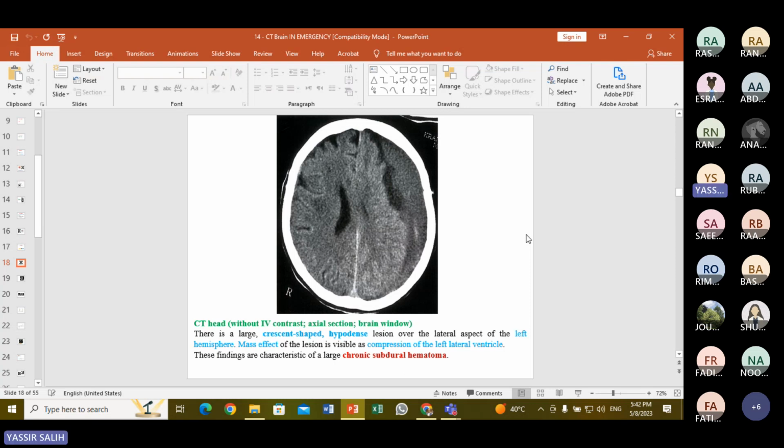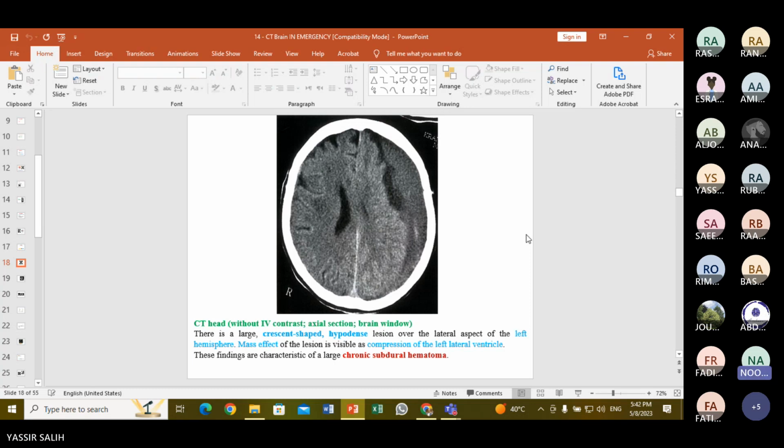This is CT head with or without contrast? Without contrast. Bone window or soft tissue window? Soft tissue, brain window. Soft tissue window or brain window, meaning the same. Okay, what striking abnormality do you see?